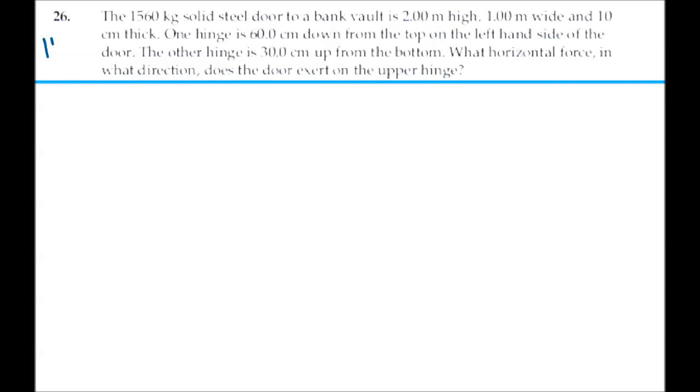Here is problem 1126. The 1,560 kilogram solid steel door to a bank vault is 2 meters high, 1 meter wide, and 10 centimeters thick. One hinge is 60 centimeters down from the top of the left-hand side of the door. The other hinge is 30 centimeters up from the bottom. What horizontal force and in what direction does the door exert on the upper hinge?